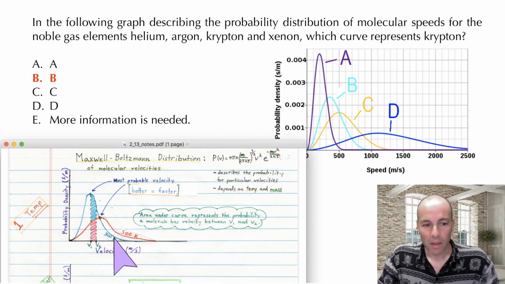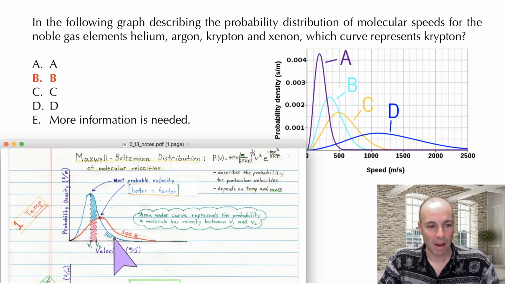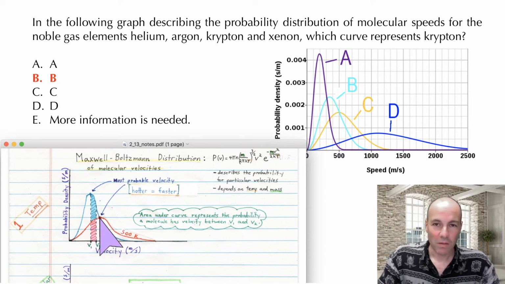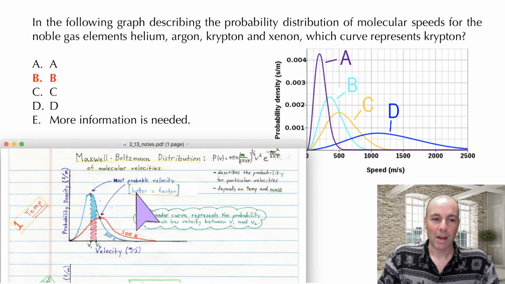So that's a maybe more complicated aspect of the graph. And if that makes sense, then great. If it's a little too much, then maybe watch the video again. But at the very least, just remember that hotter gases move faster. The gas particles move faster than colder gas particles.